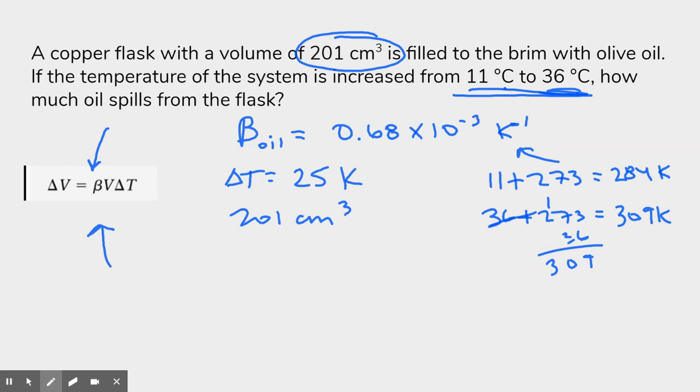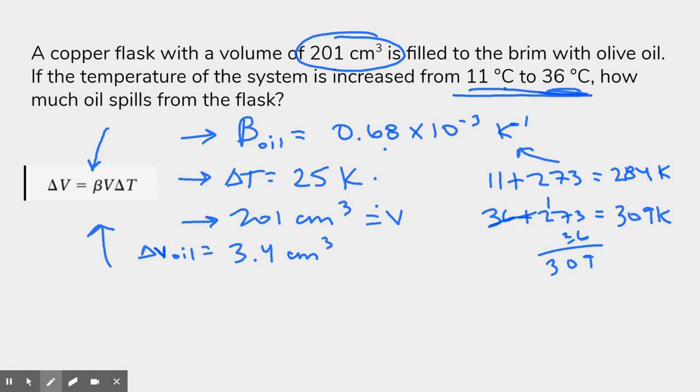All right. Now that we have this, let's calculate the volume change in the oil. This is our first step. Let's put everything in. We're going to take these three values and multiply them all together: the beta value, the delta T, and this volume, V. Multiply those together, and you get that the change in volume of the oil is about 3.4 centimeters cubed.